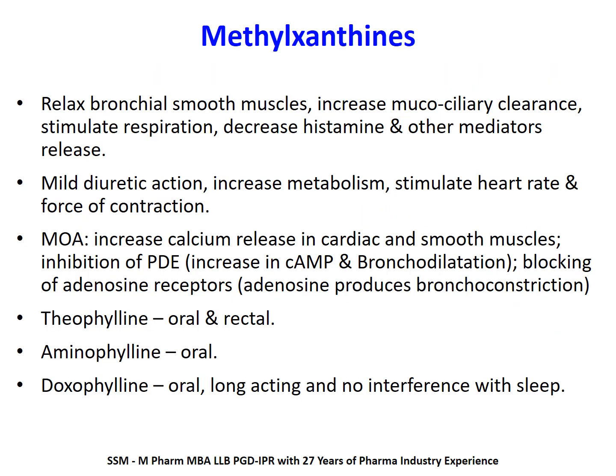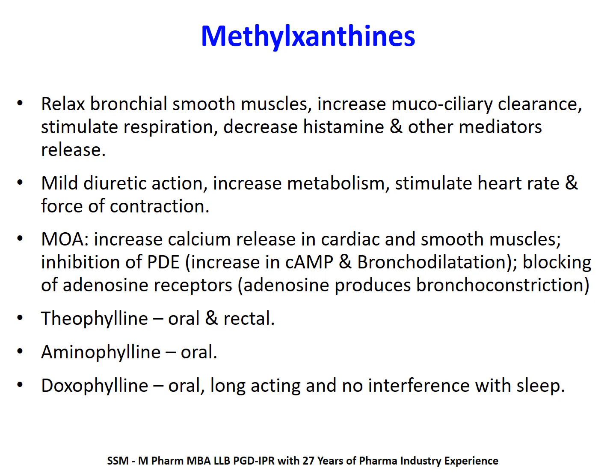Next category of antiasthmatic drugs is methylxanthines. Methylxanthines relax bronchial smooth muscles, increase mucociliary clearance, stimulate respiration, and decrease histamine and other mediators release. They also have mild diuretic action. They also increase metabolism, and stimulate heart rate and force of contraction. Because of these actions, they may have side effects when used during asthma.